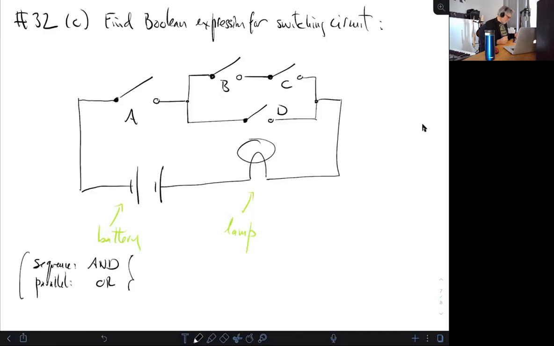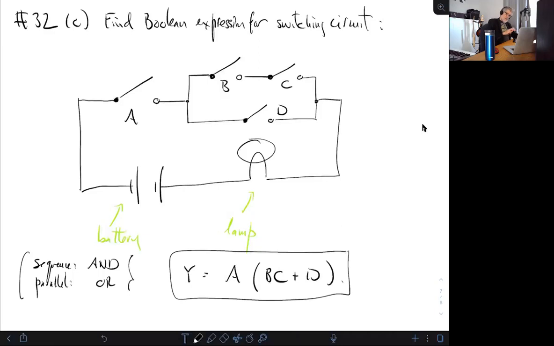right? So if you look at this, this will be the AND of this. So the output, let's call the output Y. It's A, and what's inside here is an OR of that top row, which is BC, and an OR with the D like that, right? So this is what we're looking for.